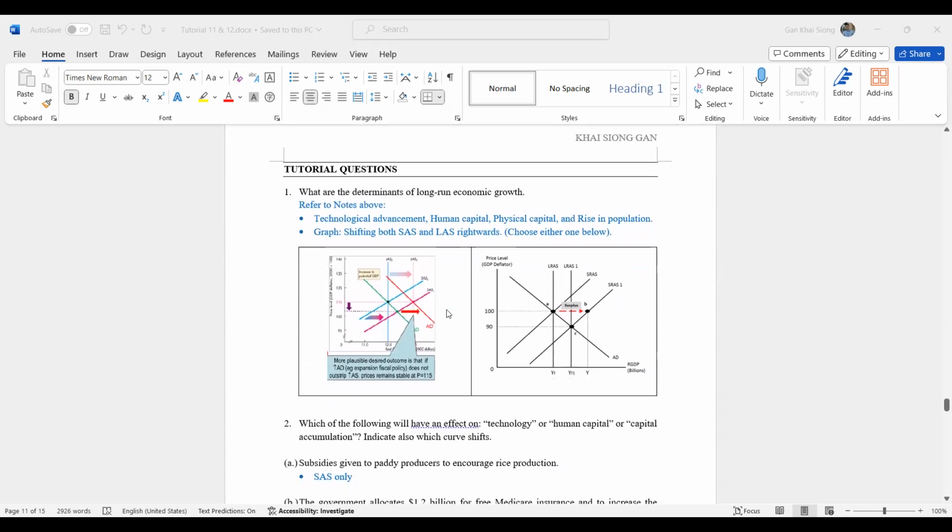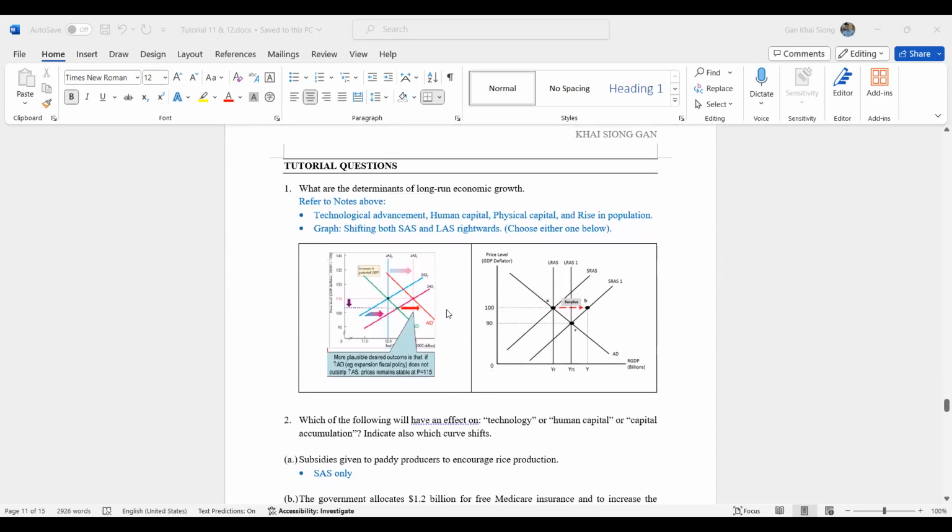So first of all, how do you show the impacts of supply side policies? First one, they ask you what are the determinants of long run economic growth. So basically, you are referring to the 4 sources I mentioned in the recap just now. But what's most important is the graph. I want you to follow this one on the right here. When we talk about supply side policy, it will shift both the SAS and LS curve rightwards. Why is that so? Because we already said that these are the sources of long run economic growth. Long run economic growth means the LS curve, the productive capacity of the economy. So whatever shifts the LS curve will shift the SAS curve as well. Therefore, when you talk about supply side policies, the impact is shifting the SAS and LS curve rightwards.